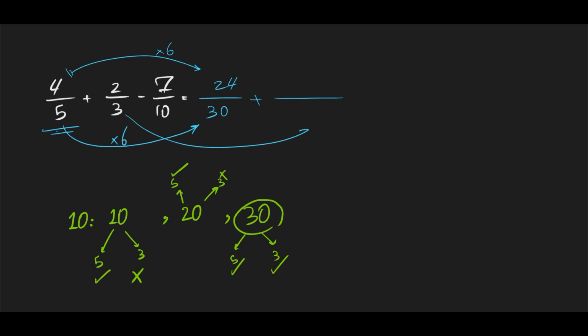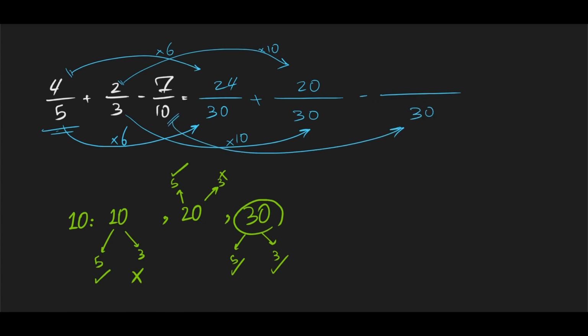Let's move to the next one. How many times does 3 fit into 30? 10 times, because 3 times 10 is equal to 30. So let's multiply the top and bottom by 10. And 2 times 10 will be equal to 20. And the last fraction over here, how many times does 10 fit into 30? 3 times, because 10 times 3 is equal to 30. So let's multiply the top and bottom of that by 3. So 7 times 3 will be equal to 21.